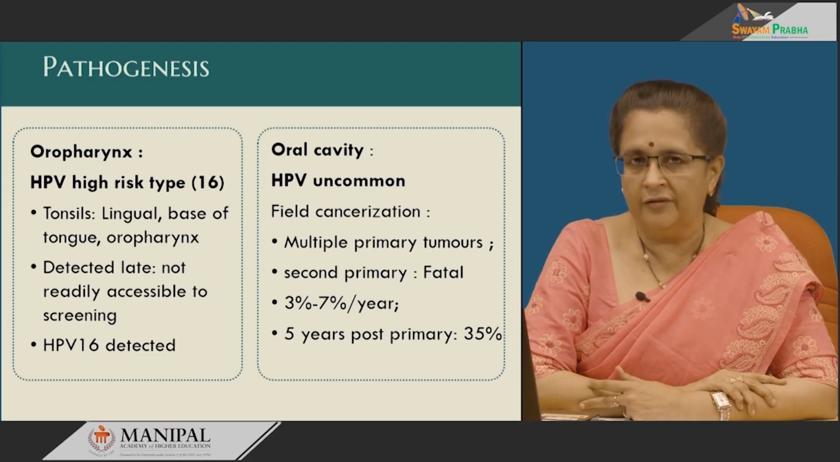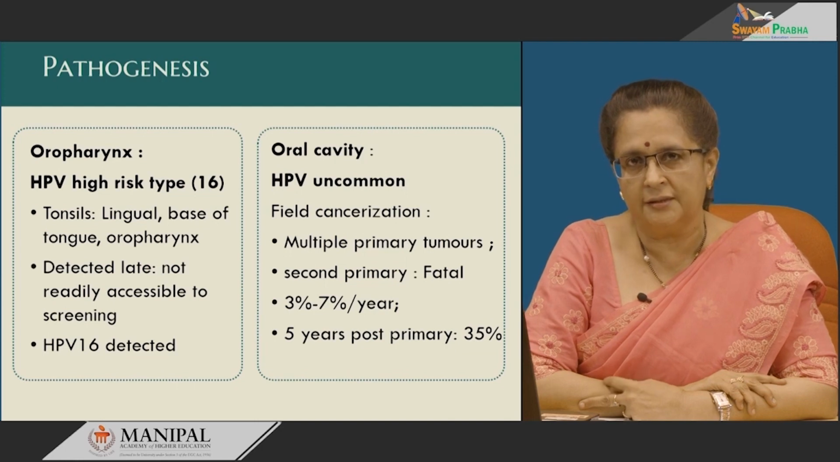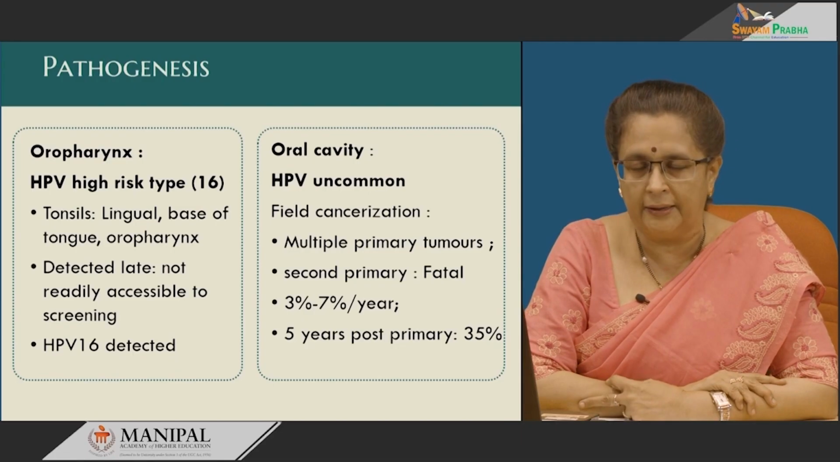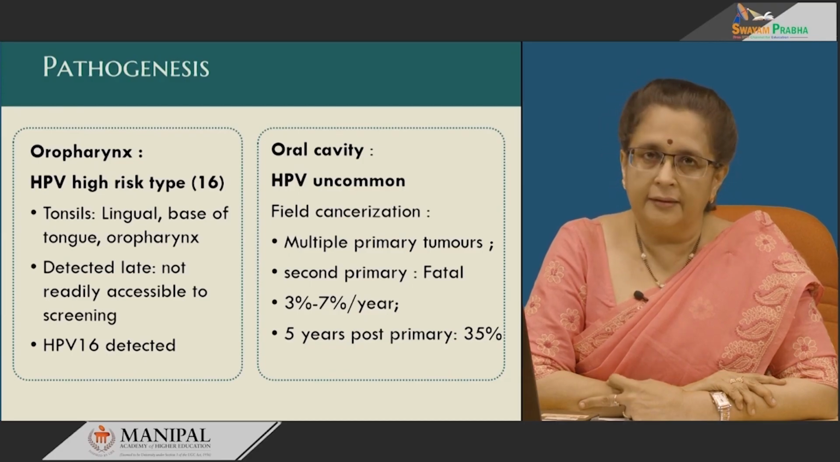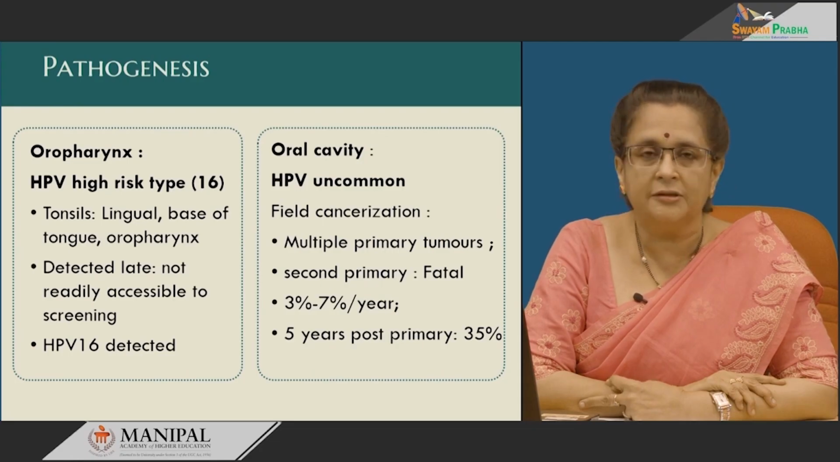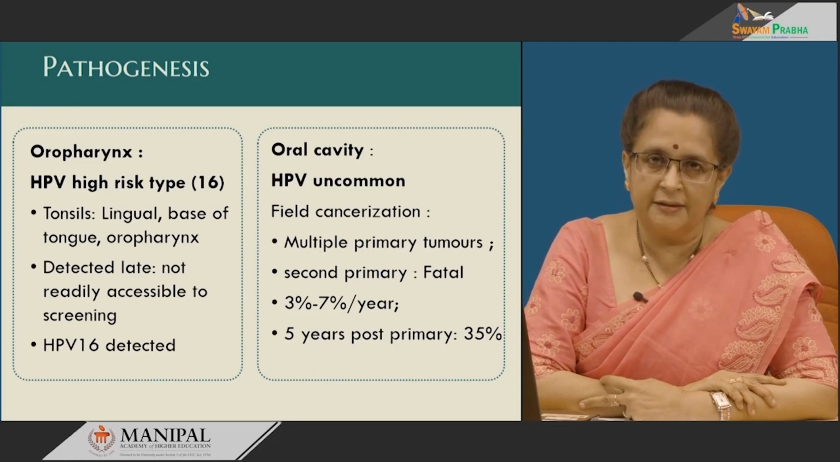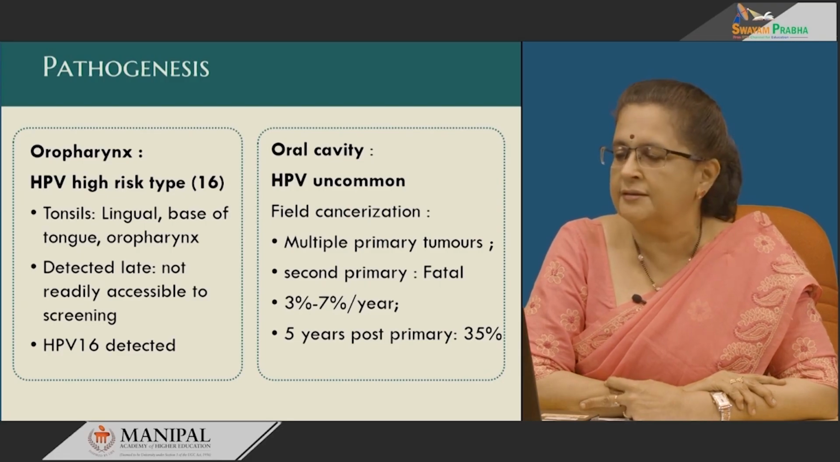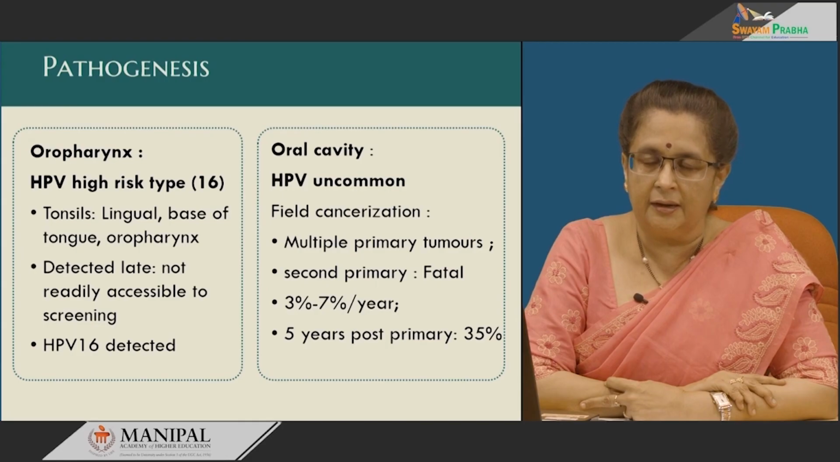Now, whenever we say oropharynx, especially in case of oropharyngeal squamous cell carcinomas, we mean the locations where the tonsils are, which include the lingual tonsil at the base of the tongue, the oropharynx and the palate. These are detected late because the lesions are usually small and they are not accessible to screening. HPV 16 is detected in most of these cases, at least 50% of them. Oral cavity lesions are not associated with human papilloma virus.